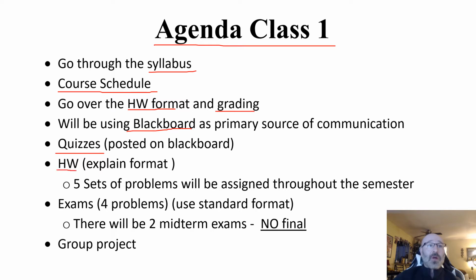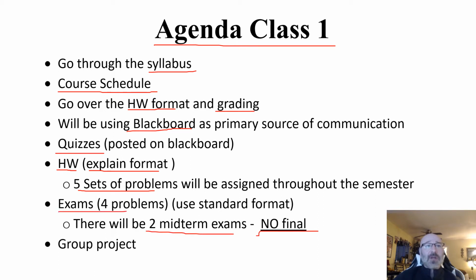As far as the homework goes, one of the biggest things that I'm going to be focusing on is the format. So I have an expected format, some templates, examples, and I'll go through that a little bit later in the lecture. There's going to be 5 sets of problems that I'm going to be citing throughout the semester. There'll also be 2 exams. There's going to be midterm exams. There's not going to be a final.